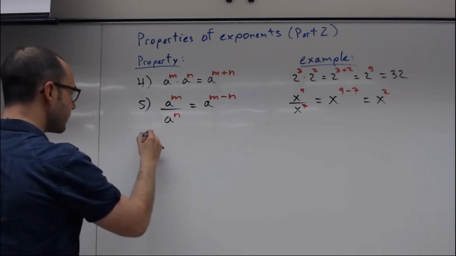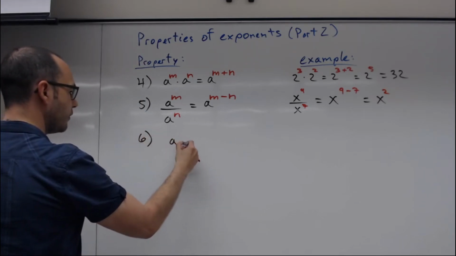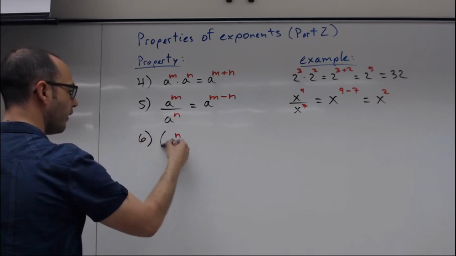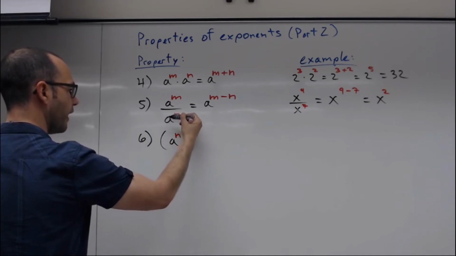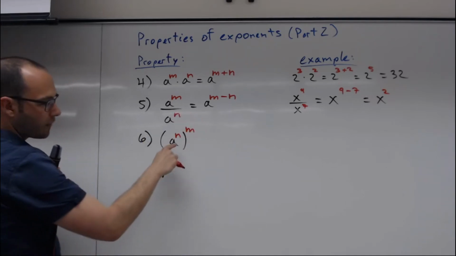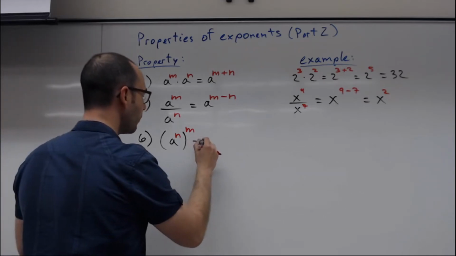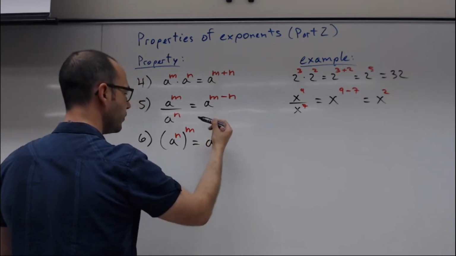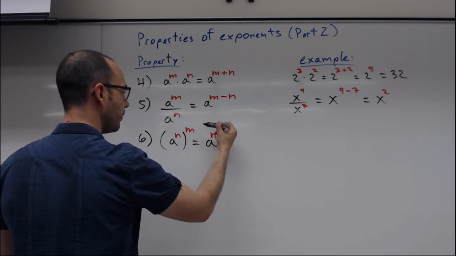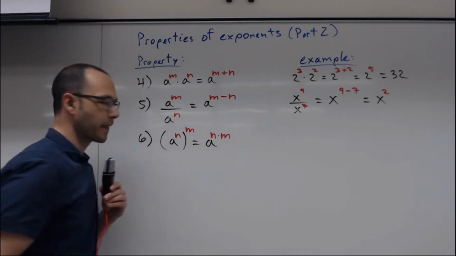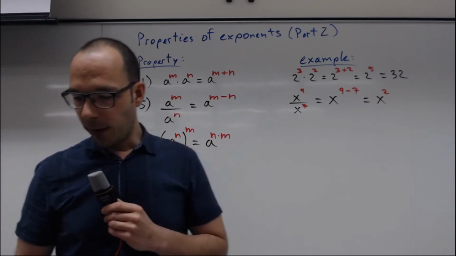Number 6, you're going to have a to the power of n, all of that to the power of m. So now you have a power to a power. So what are you going to do? You're going to multiply the powers. So it's going to be a to the power of n multiplied by m. So you have to multiply the powers.